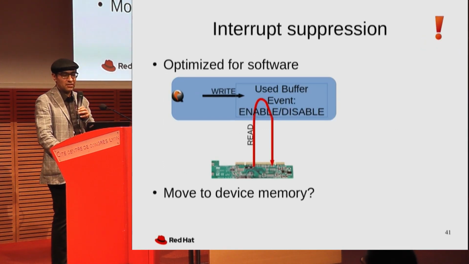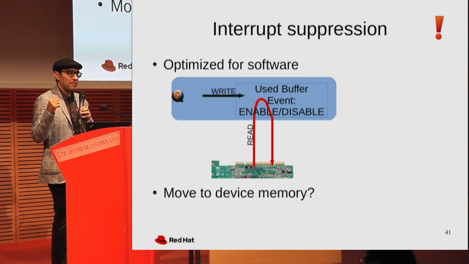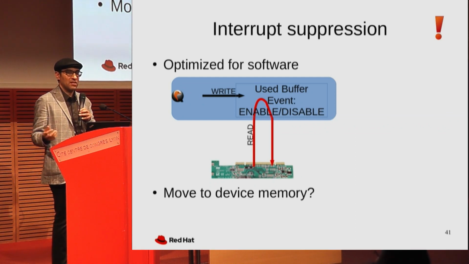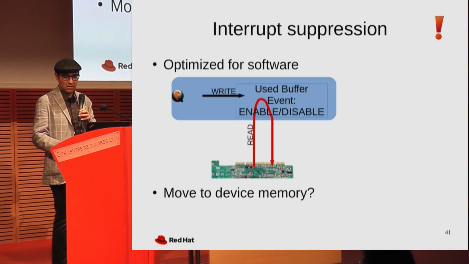Interrupt suppression, people are asking to move it out of RAM because it's hard for the PCI card to fetch it from RAM. So maybe it may be interesting to move it out to the hardware.